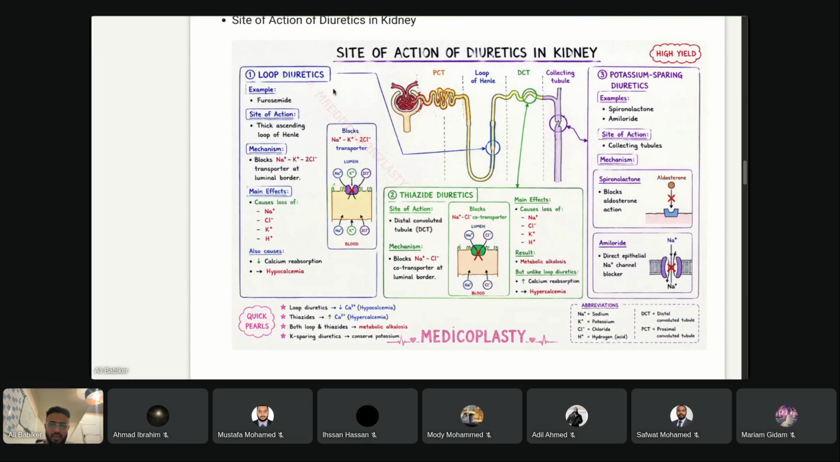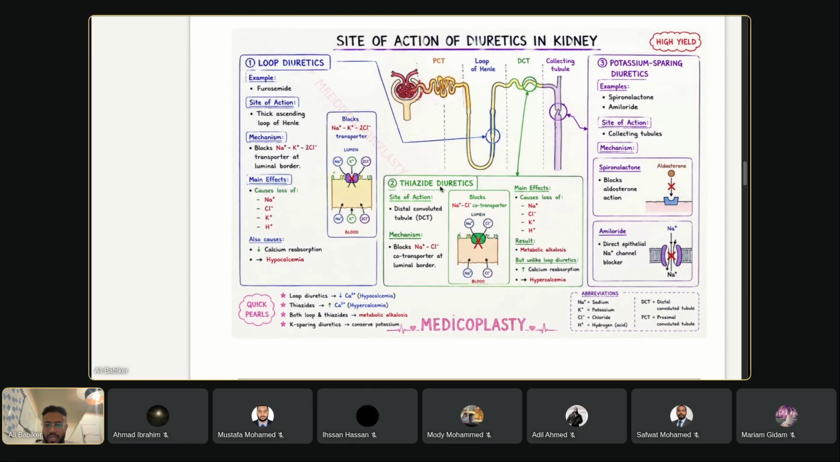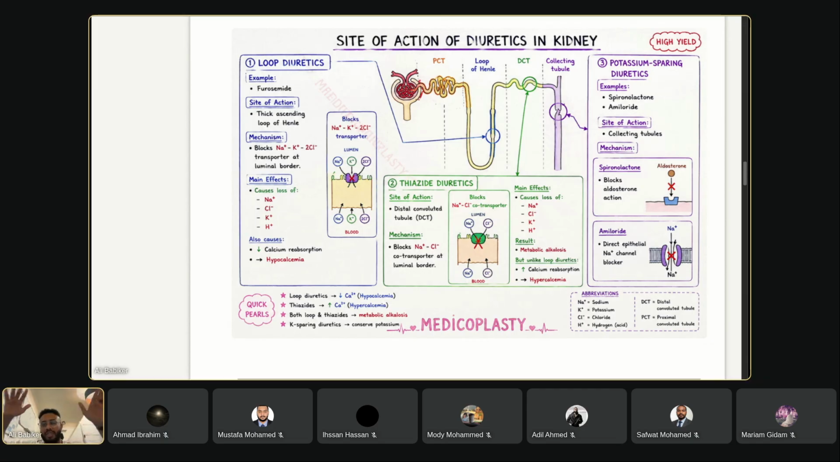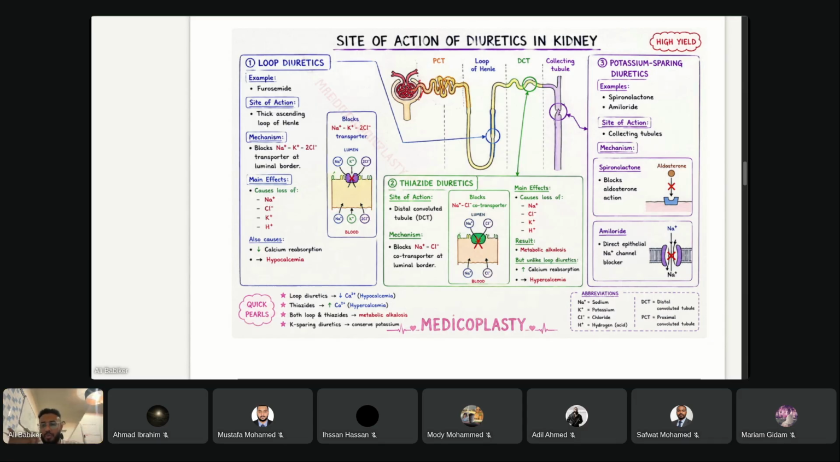Okay, very important. All right, thiazide diuretics. Site of action, they act in the distal convoluted tubules. Mechanism, block the sodium chloride co-transporter at the luminal border. This will lead to loss of sodium, obviously. The main idea, we are losing the sodium, and the water follows the sodium, as you know. That means you're going to lose a lot of water and a lot of sodium, and that's the effect of diuresis that you want. You want your patient to lose fluid. If your patient has heart failure or whatever, the main idea is you want to allow the fluid to leave the body.